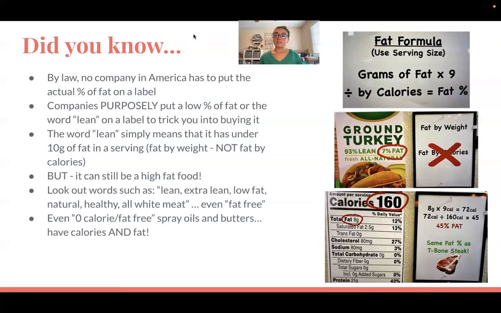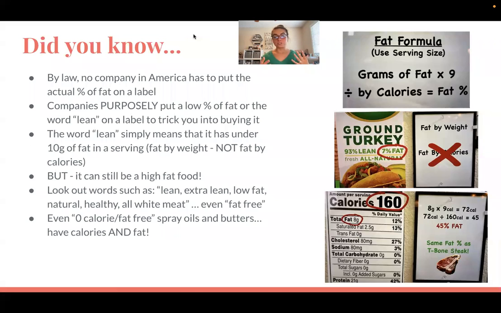So you find that in this ground turkey, it actually has 45% fat in comparison to calories versus by weight, which is the exact same as a T-bone steak, right? So that kind of tricks our mind. Obviously, ground turkey is still a healthier option than plenty of other processed foods in the store, but just something to kind of keep an eye out for and watch when you're trying to limit your fat intake.